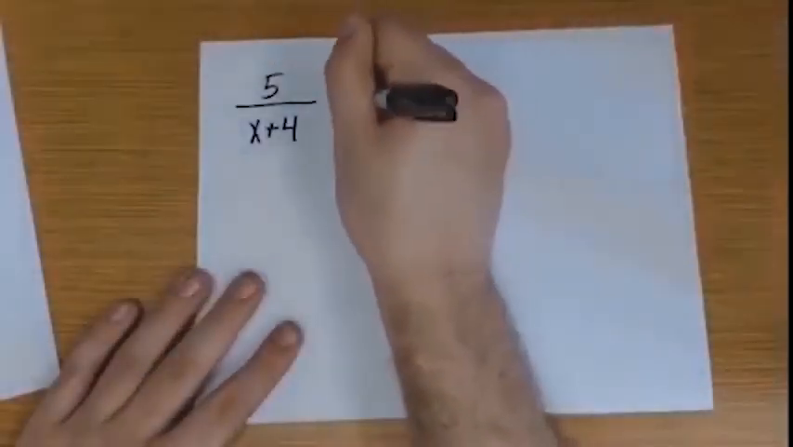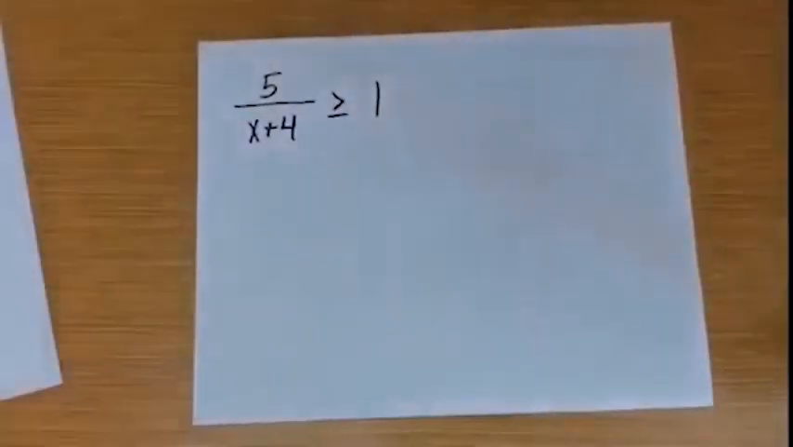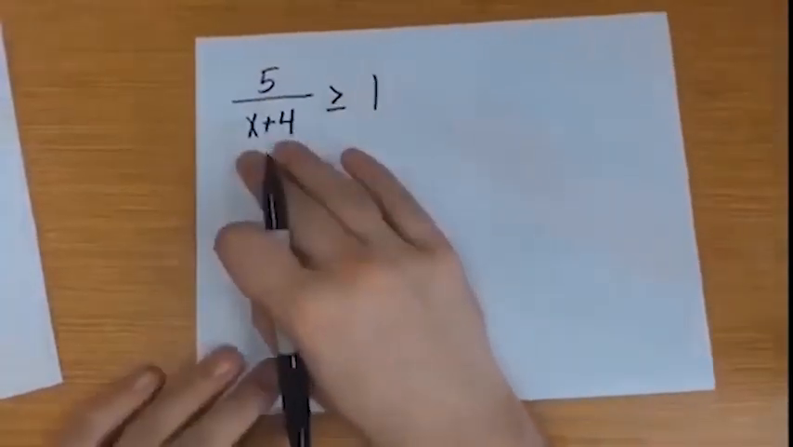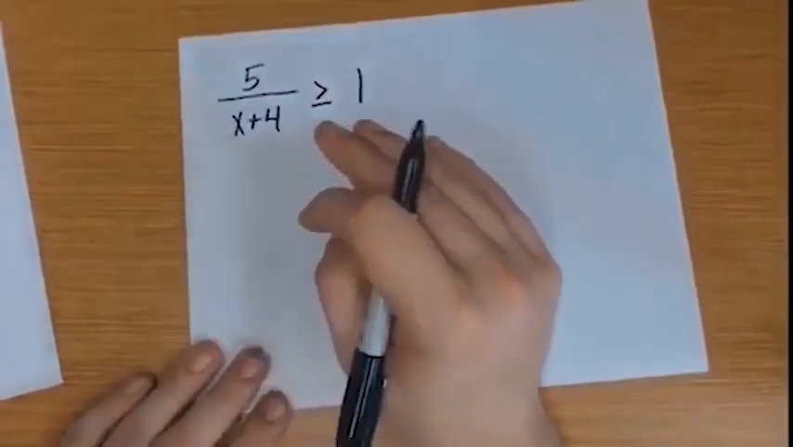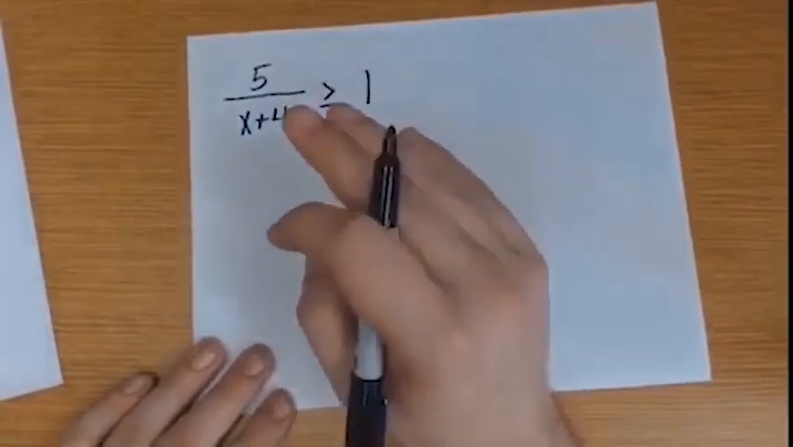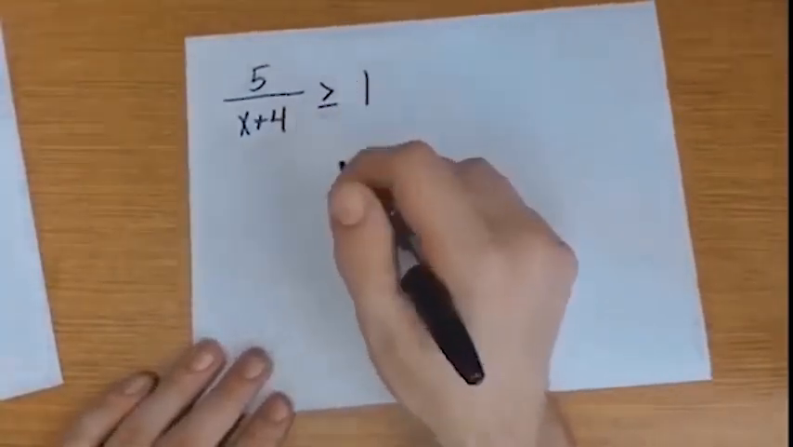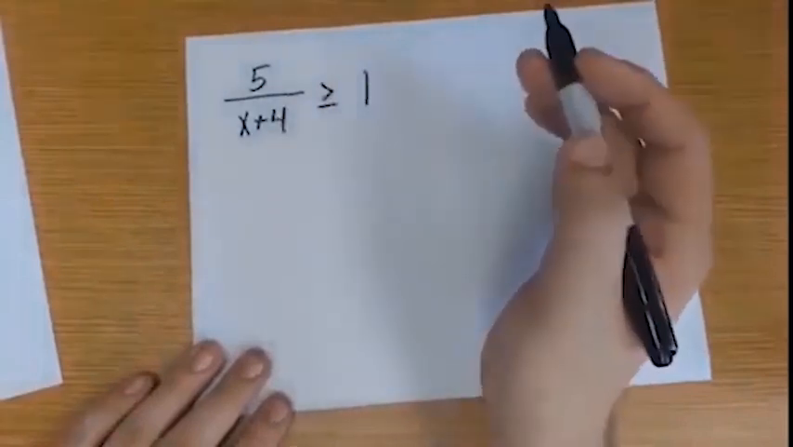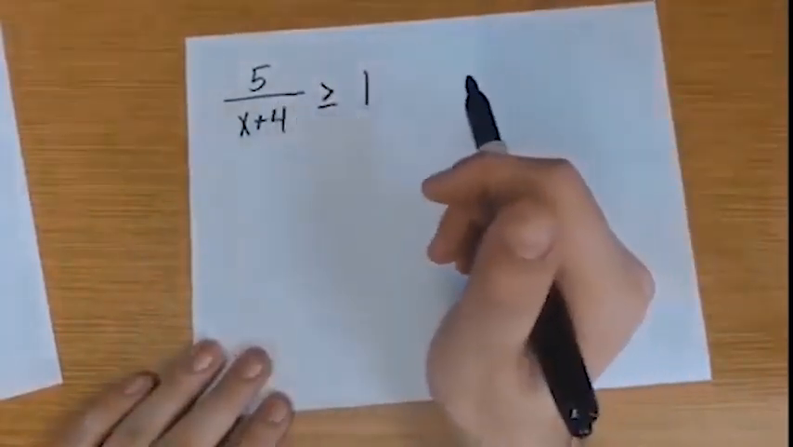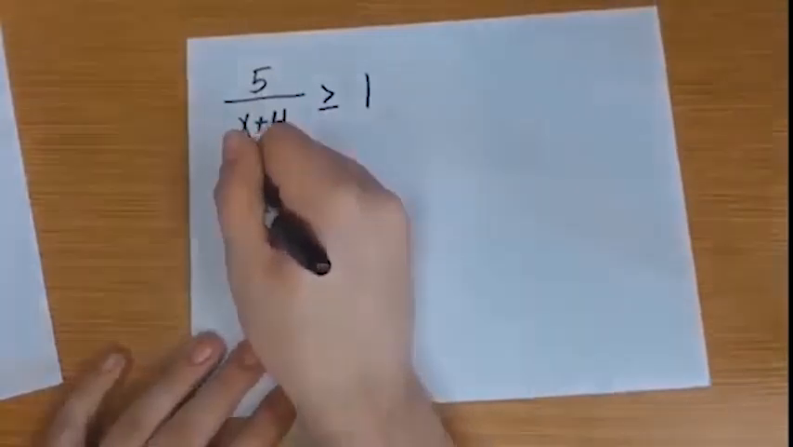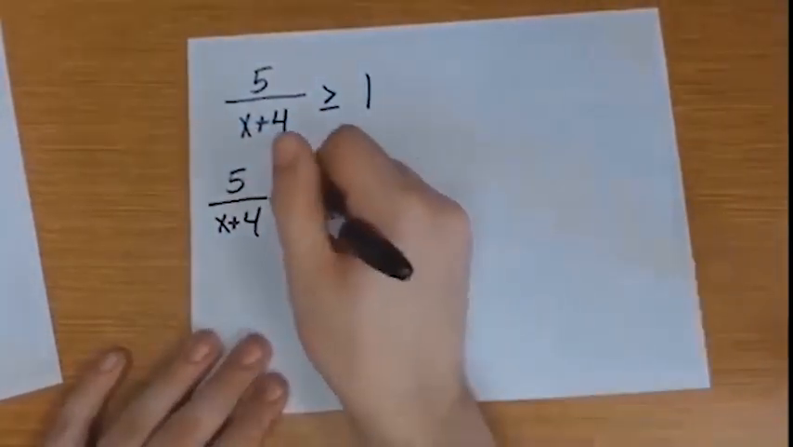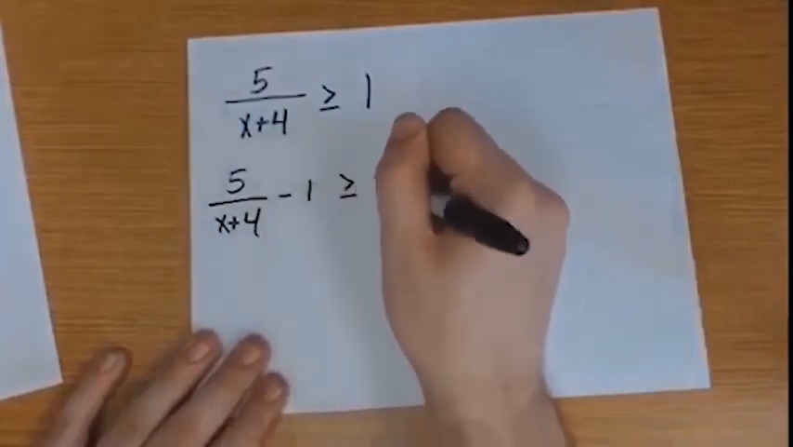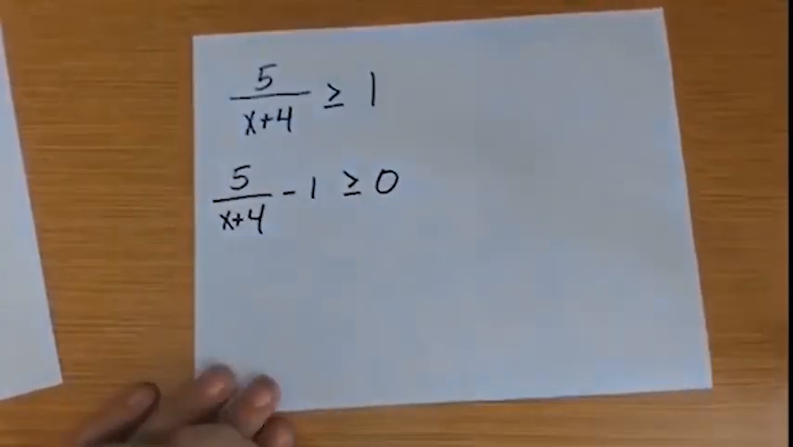Five over x plus 4 is greater than or equal to 1. So a rational inequality looks like it has a rational expression inside of it. Again, we want to get everything on one side, 0 on the other, just so we can see greater than 0, less than 0. This could be a pain, because when we subtract 1, we get 5 over x plus 4 minus 1 greater than or equal to 0.